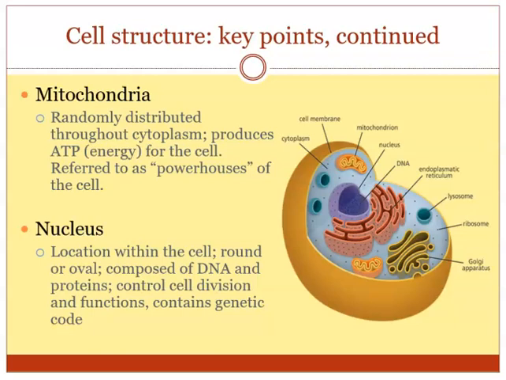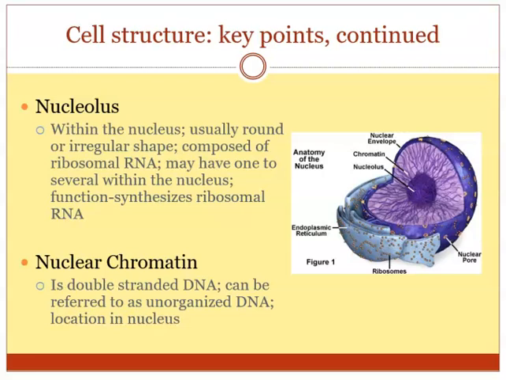Okay, so as promised, we're actually zoomed in and are looking inside the nucleus on this slide. Within the nucleus, we have the nucleolus. It's usually round or irregular in shape, and it's composed of ribosomal RNA. There may be more than one inside the nucleus. If you look over here on the image of the nucleus, this whole structure itself is the nucleus. And right there in the center, this particular one only has one. There's the nucleolus. And the function is to synthesize the ribosomal RNA.